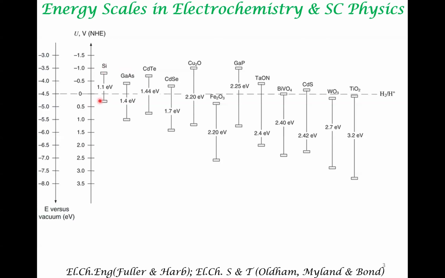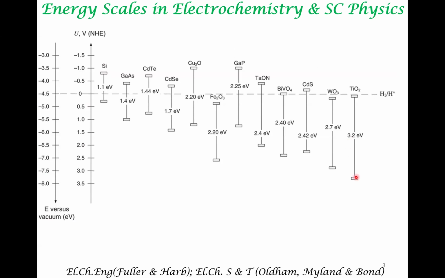When these positions are referred to this scale, the energy that is required to remove an electron from the valence band will be this quantity. The energy that is required to remove an electron from the conduction band will refer to this quantity. Let's take the other extreme. Let's take titanium dioxide.